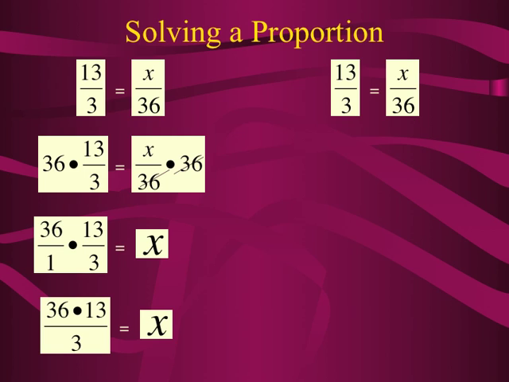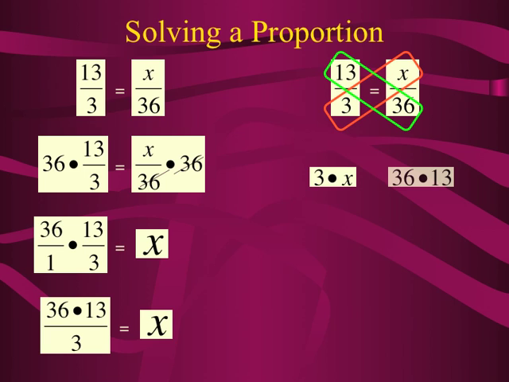Let's look at another way that we can do this. On the left, we were simply applying the properties of equality and simplifying for x. Another option is to use cross products. Whenever we have a proportion, two ratios that are equal to each other, we can set their cross products equal to each other. So the first cross product is going to be 3 times x, that's 3x. The second cross product is going to be 13 times 36, and we set those two cross products equal to each other. Now this looks pretty different than what we did on the left.